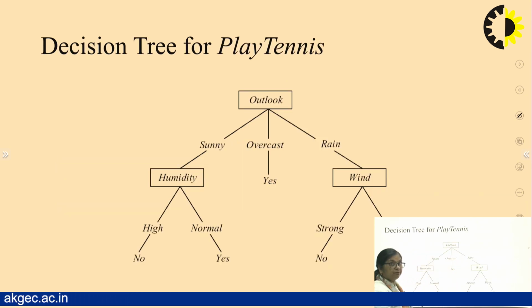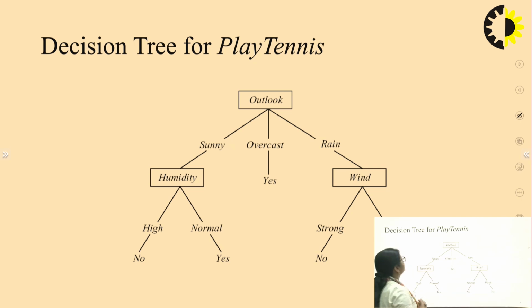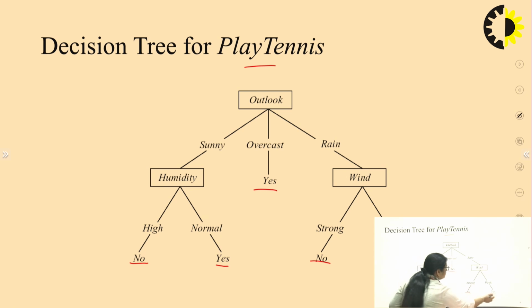Let us understand with an example. So here we have an example of play tennis. We are taking the decision whether the player will play tennis or not. So what are the outputs? Either yes or no. So at the leaf nodes we can see that we have the play tennis decision, yes or no. So what is the root here?